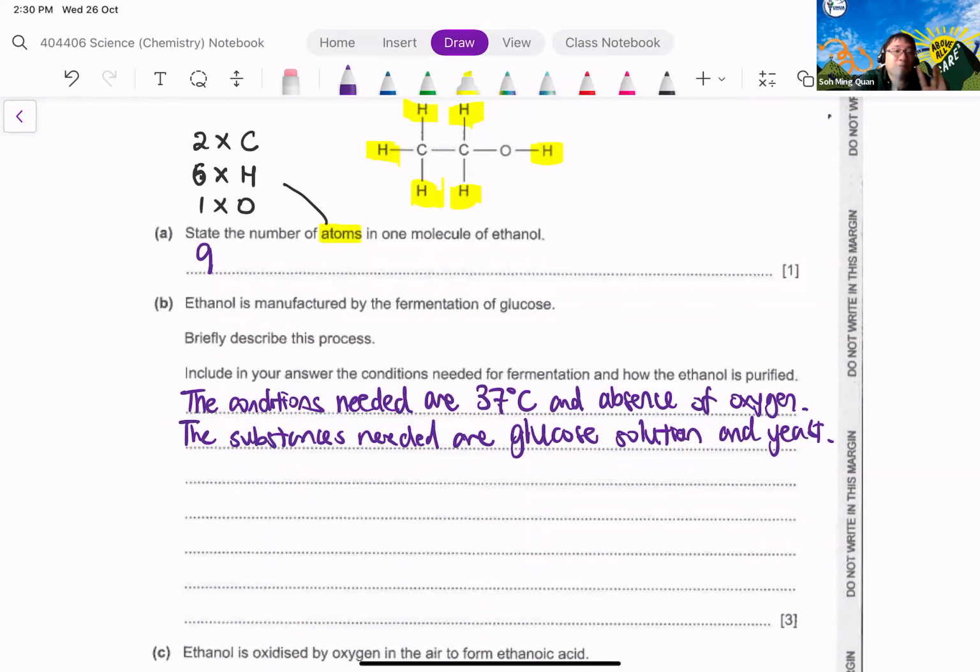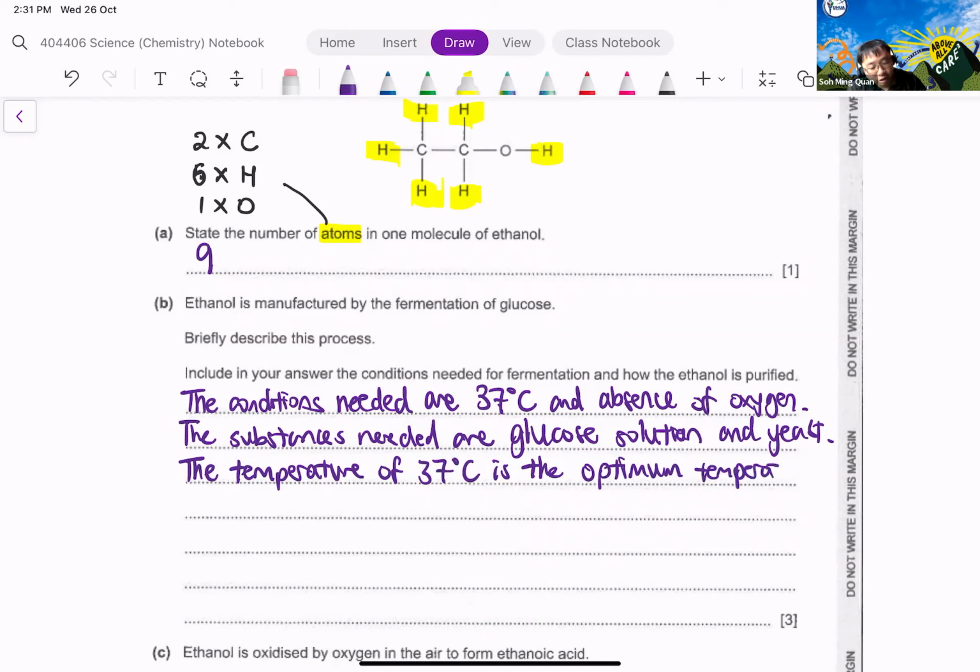Now you need to briefly describe this process, meaning you need to explain why 37 degrees, why absence of oxygen. The temperature of 37 degrees Celsius is the optimum temperature, or you can say the temperature at which the enzymes in yeast work best.